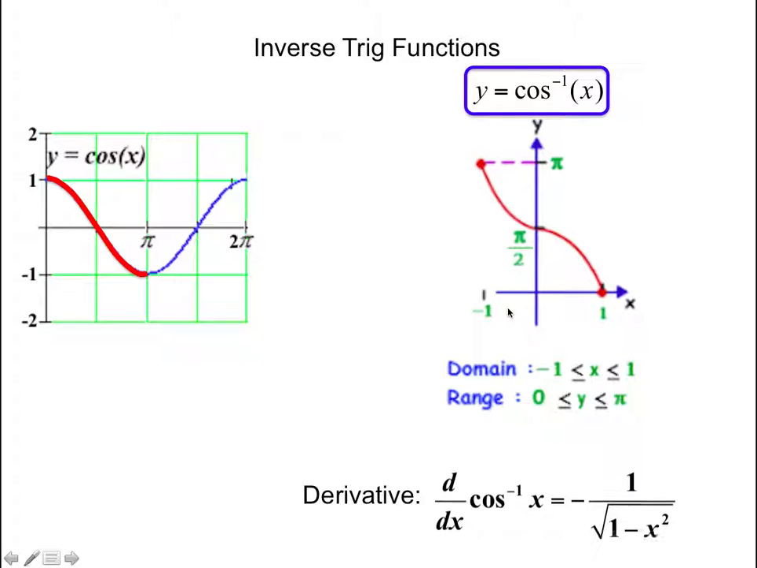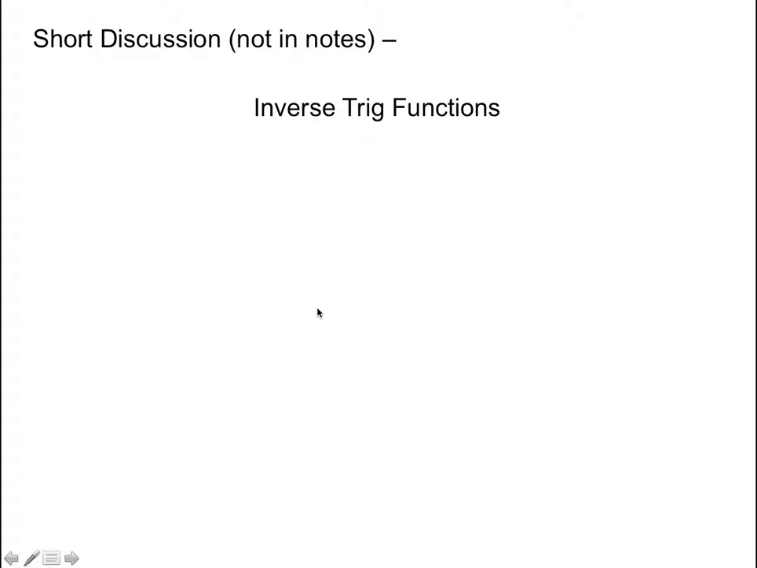And so this is the derivative. And again, that domain has to be from -1 to 1. Outside that domain, we have this radical that would now be negative, which is not defined. So that's why that domain is important. So there's our cosine.